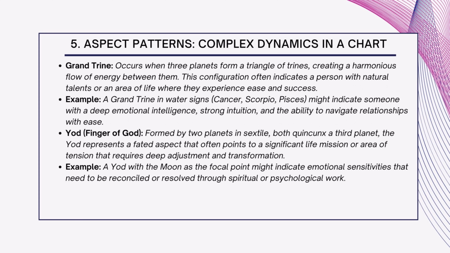Grand trine occurs when three planets form a triangle of trines, creating a harmonious flow of energy between them. This configuration often indicates a person with natural talents or an area of life where they experience ease and success. Example, a grand trine in water signs, Cancer, Scorpio, Pisces, might indicate someone with a deep emotional intelligence, strong intuition, and the ability to navigate relationships with ease.